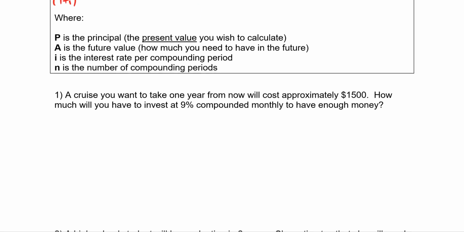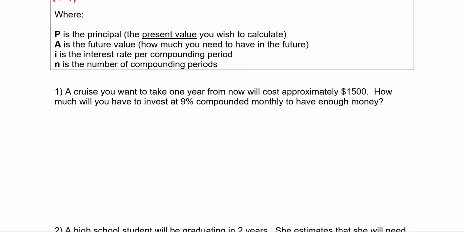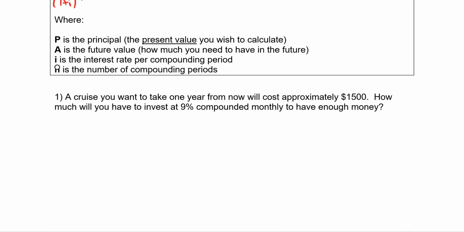So this first question: a cruise you want to take 1 year from now will cost approximately $1,500. How much will you have to invest at 9% compounded monthly to have enough money? So again, you're going to have to be able to recognize from the question that $1,500 does not represent the present value. It represents the future value. You need to have $1,500 in 1 year.